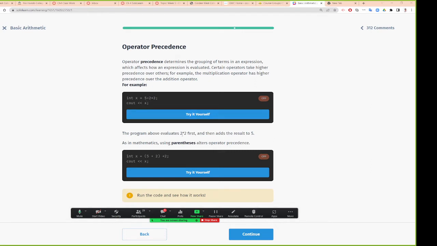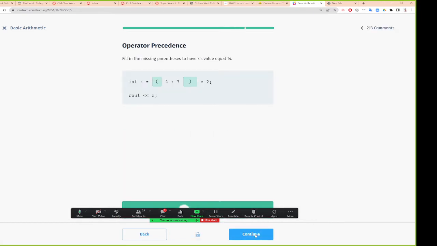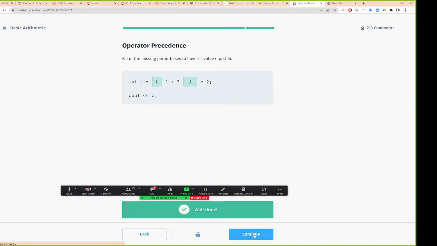So the program will do 2 times 2 first, then 5. If I have parentheses, I do the parentheses first. That's 7 times 2 is 14. So the code to run them is the same as in mathematics. All right, so I have parentheses. I want them to run first, so I have to put in the parentheses. Okay?